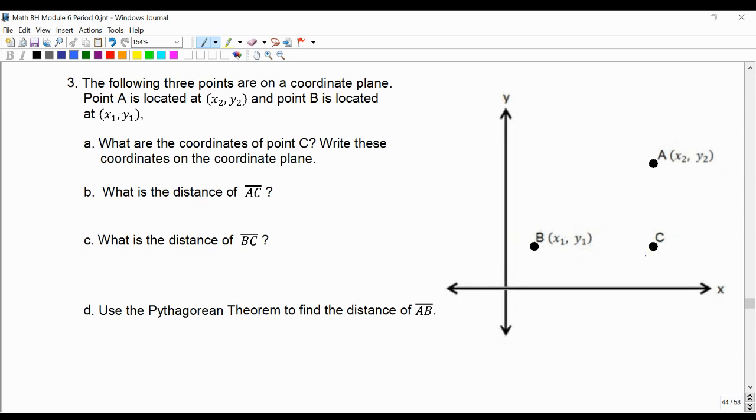So that would mean then that C is at the same height as B. So C actually has B's y coordinate because it's horizontally aligned. And then it's vertically aligned with A, which means that it has A's x coordinate. And so we have a right triangle.